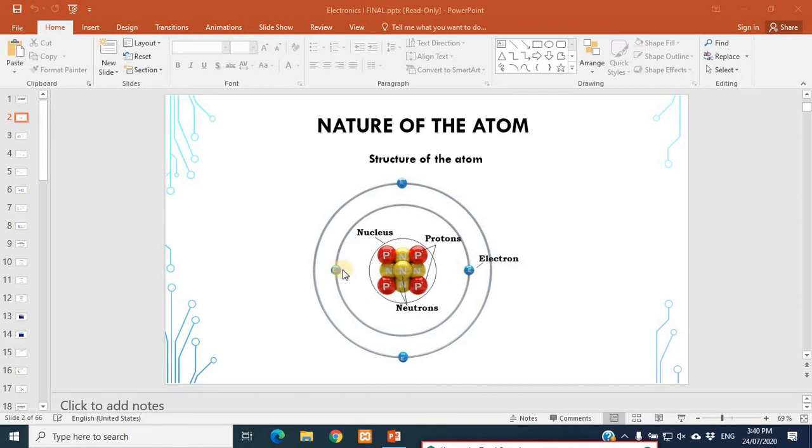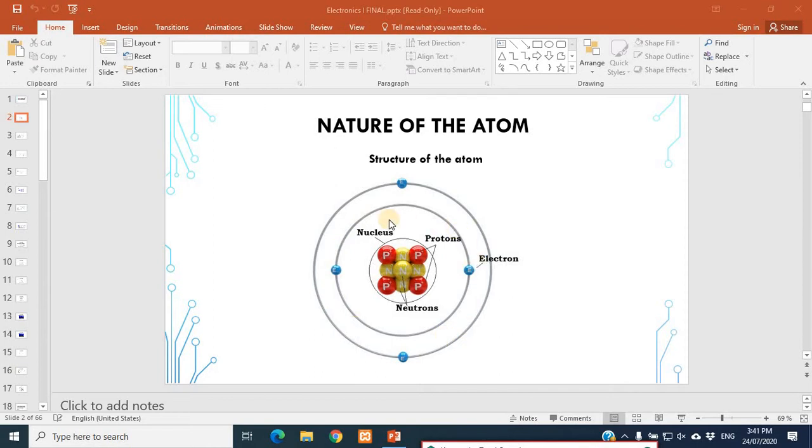So this and this possess the same amount of energy, and this also possesses the same amount of energy. But the energy level between this and that differ. This one has lower energy and this one has higher energy. So it means that the shell of the atom can also represent an energy level.